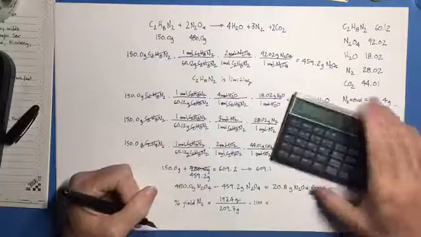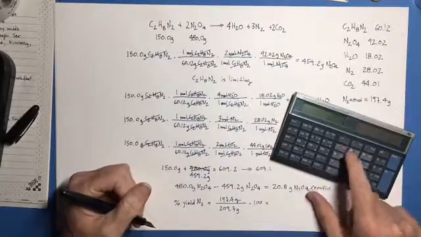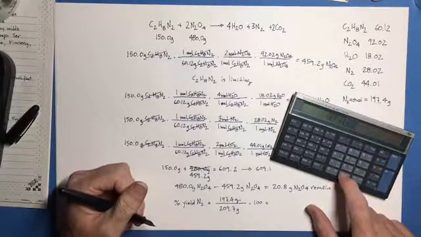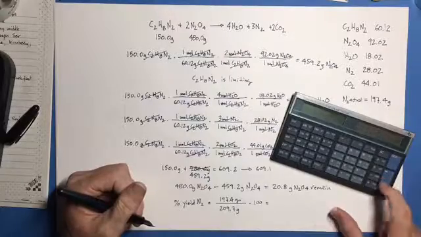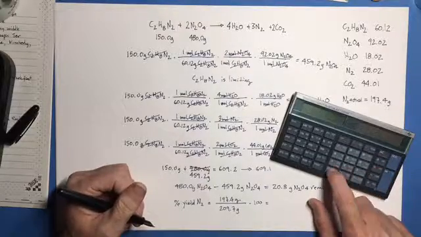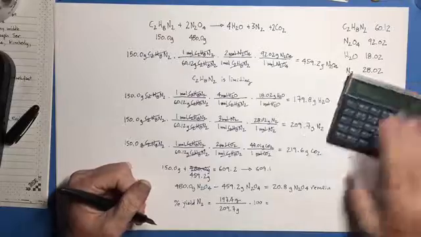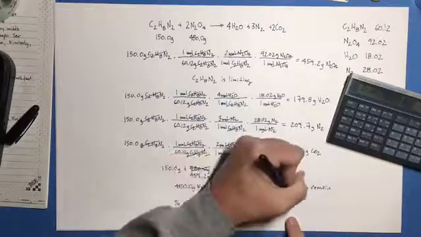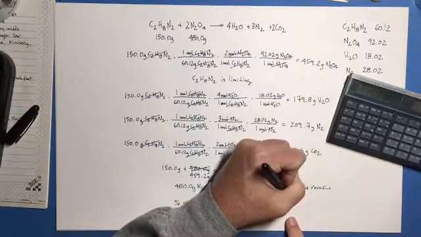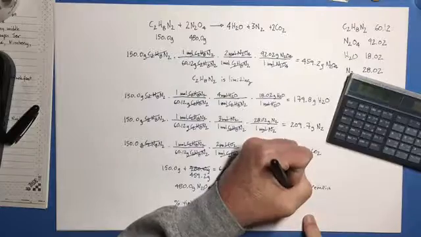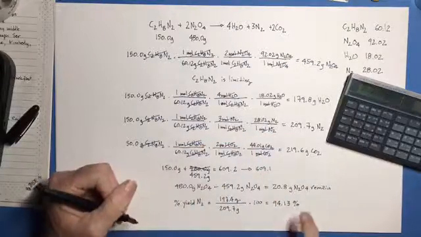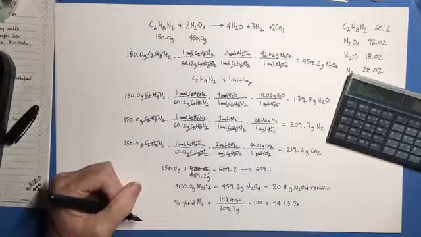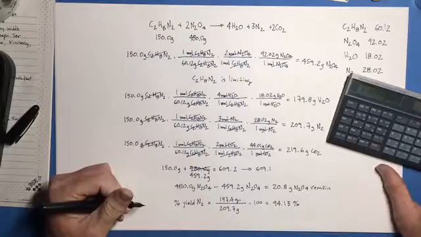100. Let's see here. 197.4 divided by 209.7 equals, that times 100. It's 94.13% yield of nitrogen, which is pretty darn good. Pretty darned good. All right, so there we are.